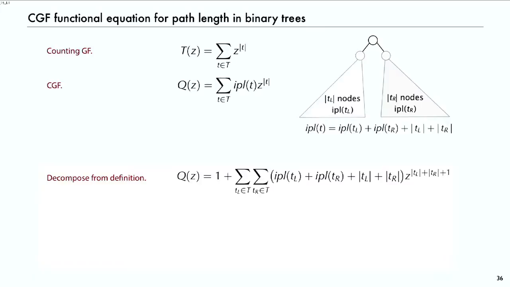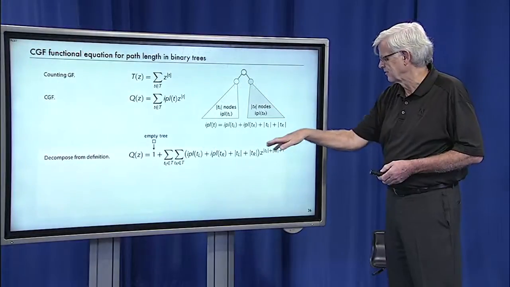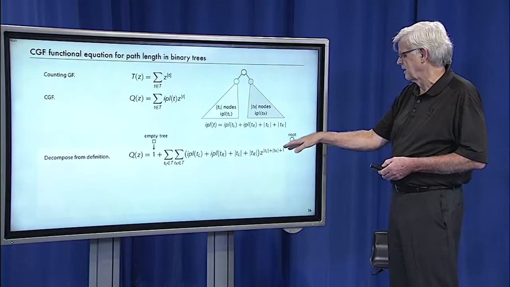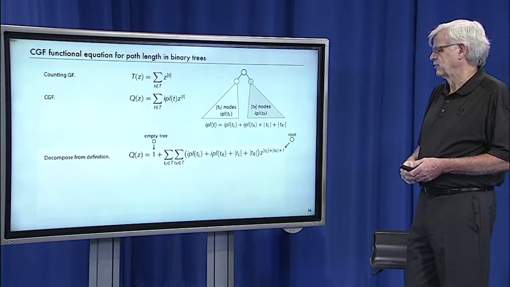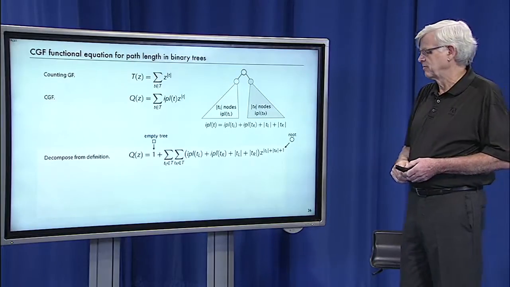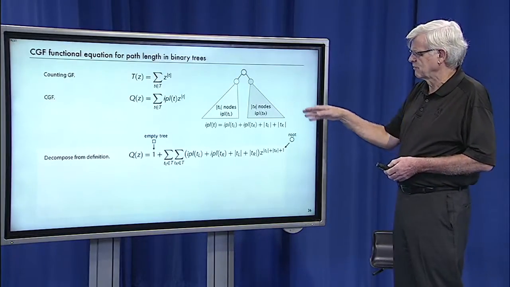From that definition, we can immediately write down this decomposition. This first one is for the empty tree, and this other one is for the root. But if we have that function, we look at this decomposition, IPL of t is exactly equal to that, and the size of t is exactly equal to that. So we have that double sum for the cumulative cost.